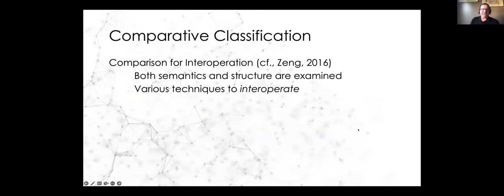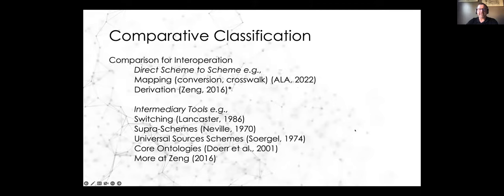And then there's the comparison for interoperation. And I want to compare what I'm going to say with Marcia Zhang. I'm delighted that you're in the room, Marcia. I want to engage in conversation with you about some of the things that I've put in here. So this is both for comparison for interoperation, we want to look both at semantics and structure as they're examined in general. And then there are various ways to interoperate as documented in the 2016 encyclopedia article by Marcia.